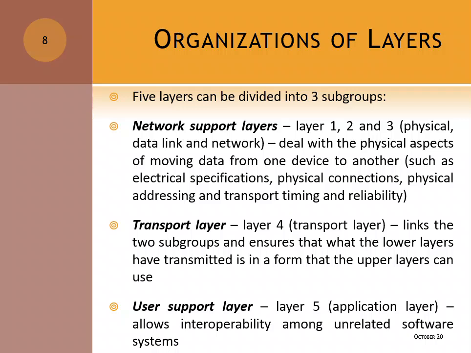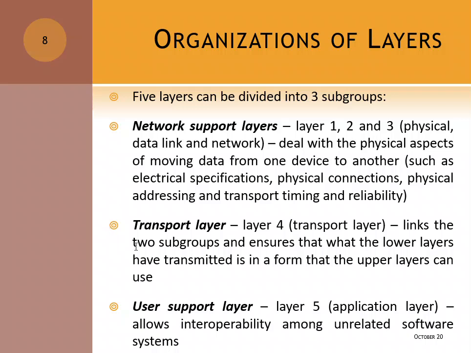Okay, 5 layers can be divided into 3 subgroups. Okay, we have network support layers. So network support layers consists of layer 1, layer 2 and layer 3, which are physical layer, data link layer and network layer. So these network support layers deal with the physical aspect of moving data from one device to another, such as electrical specification, okay, physical connection, okay, kabel jenis apa, kelajuan dia, physical addressing and transport timing and reliability issue.